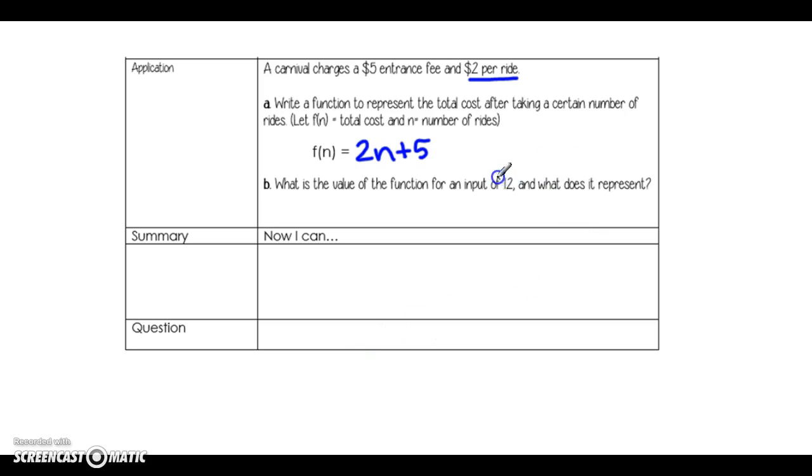So now go ahead and input 12 for the number of rides. How much is it going to cost? Pause now and try it. Woo! It's going to cost you 29 bucks to go on 12 rides. So you better save those pennies.